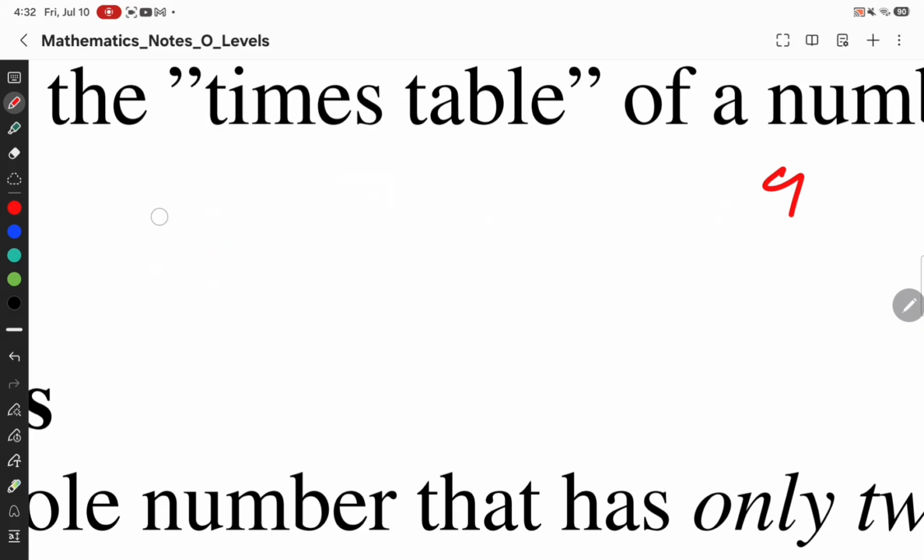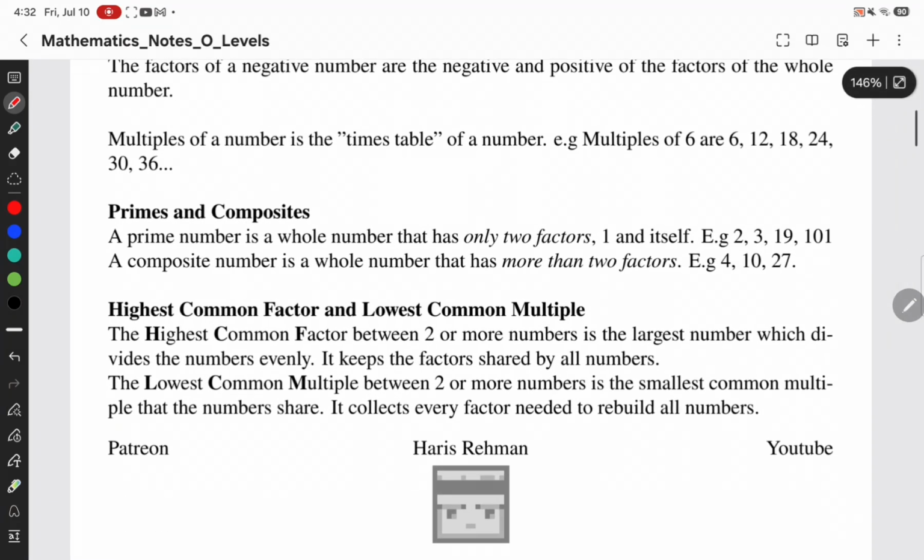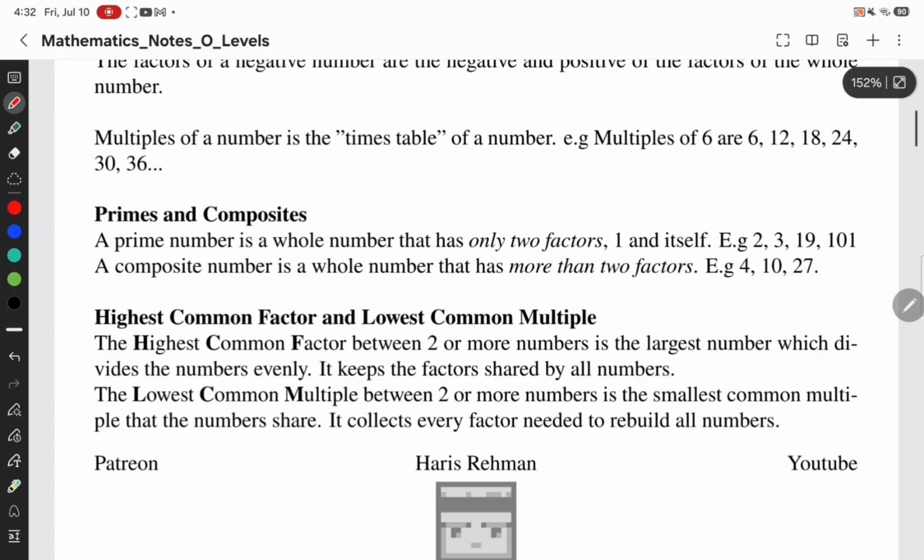Let's go on to primes. You know what primes are. A prime number is a whole number that has only 2 factors. Remember, only 2 factors: one and itself. Examples: 2, 3, 19, 101. You can name other examples.